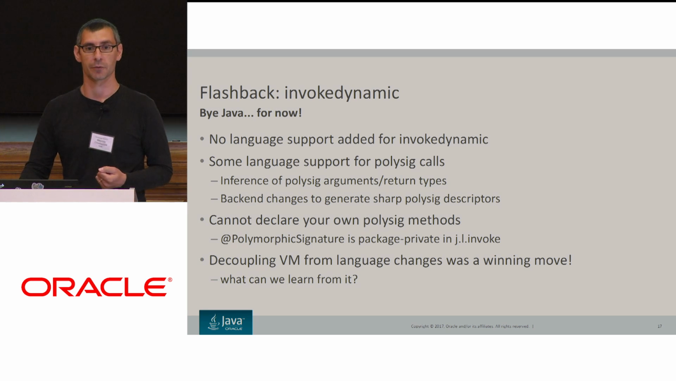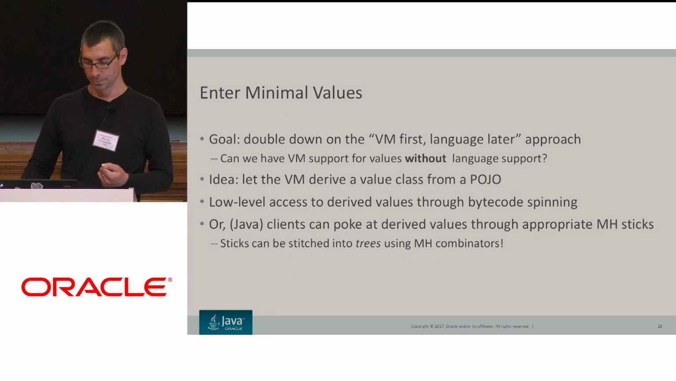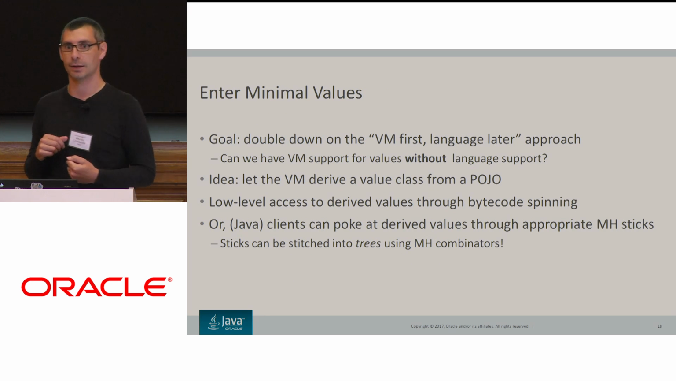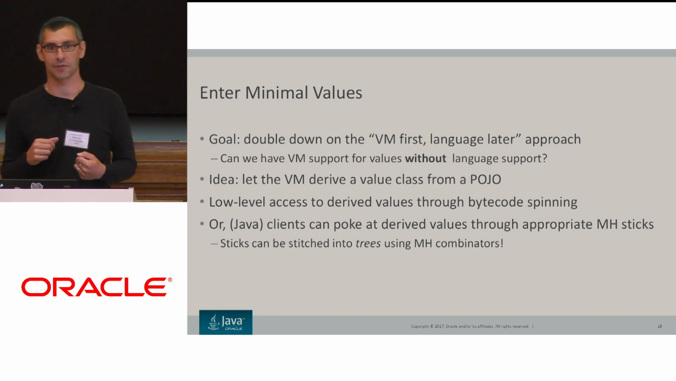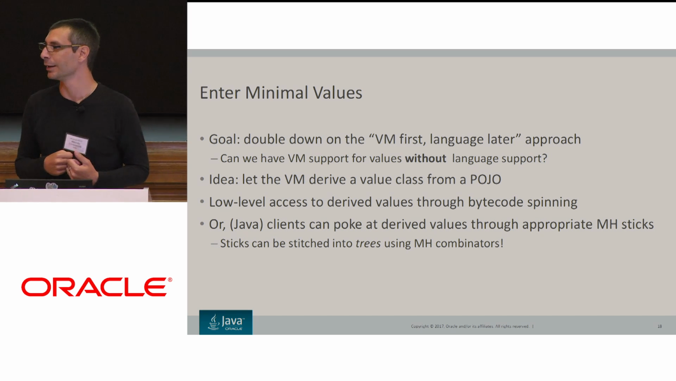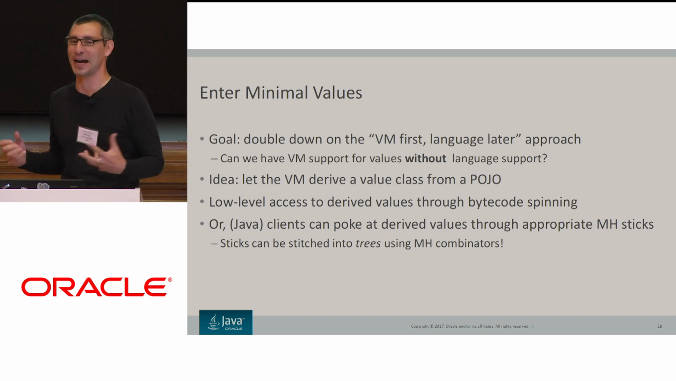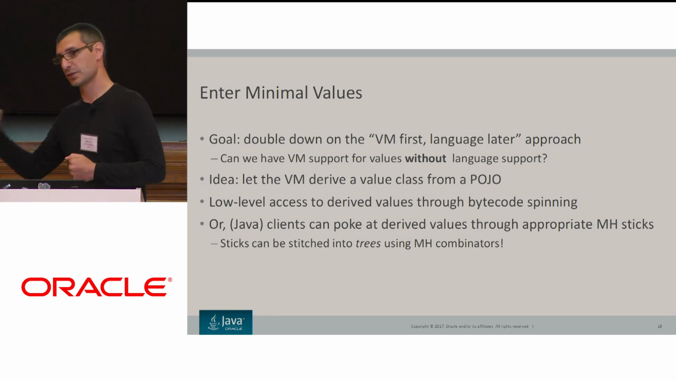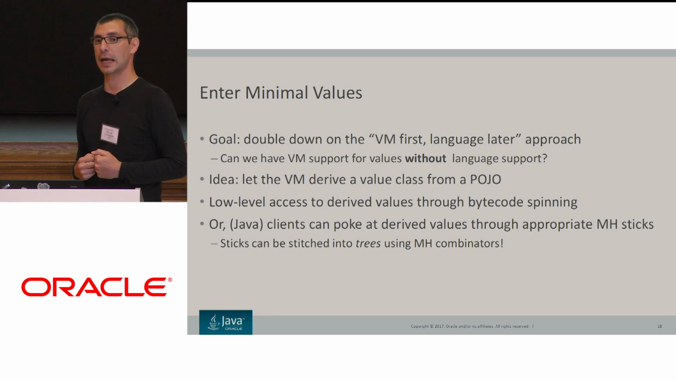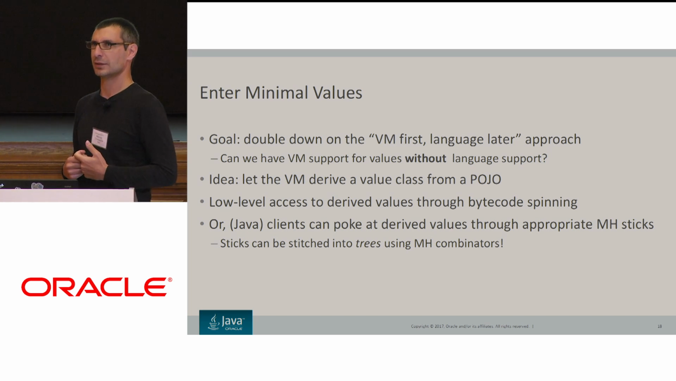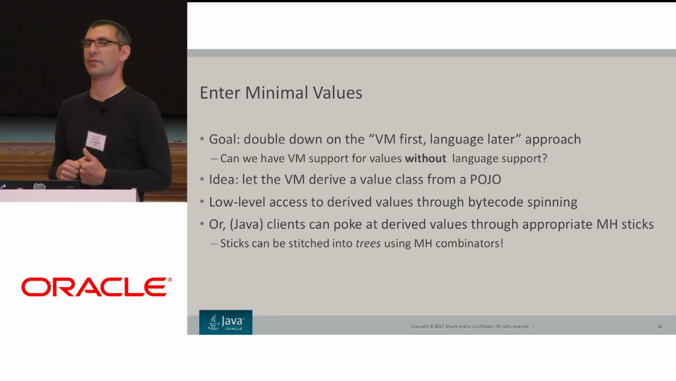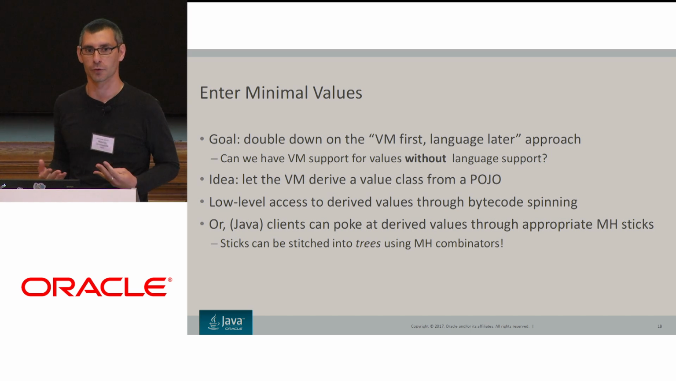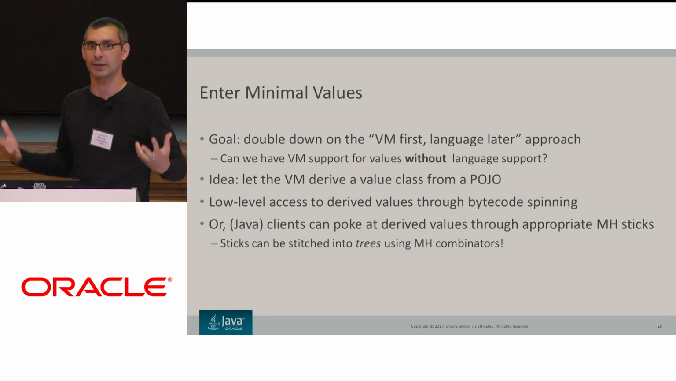So can we learn something from it? And I think we can. And that's the idea that John had last year after repeated requests from Doug Lea asking for some kind of support for value types. The goal is basically to double down on the approach. Let's change the VM first and let's have the language follow later. But okay, if I want the values in the VM but I can't declare them in the language, how the heck am I supposed to even create a value?